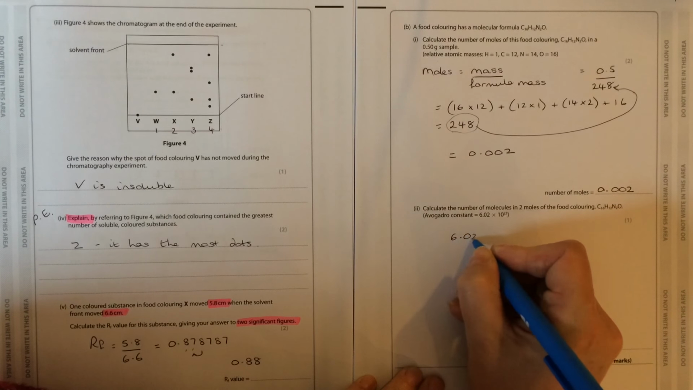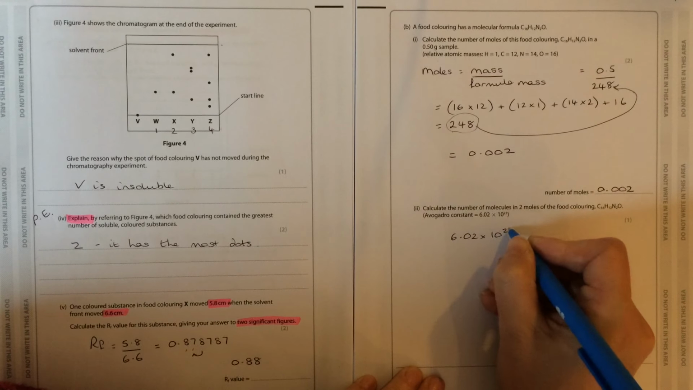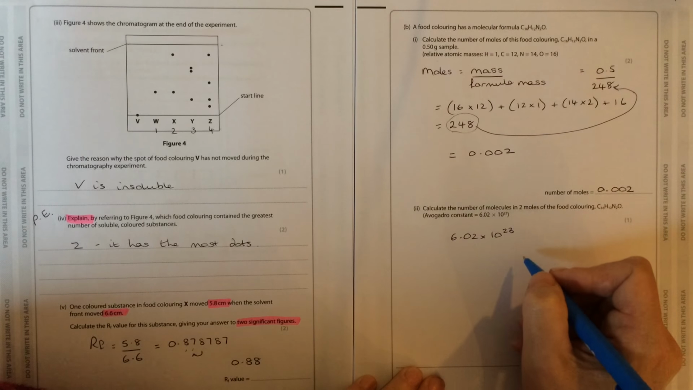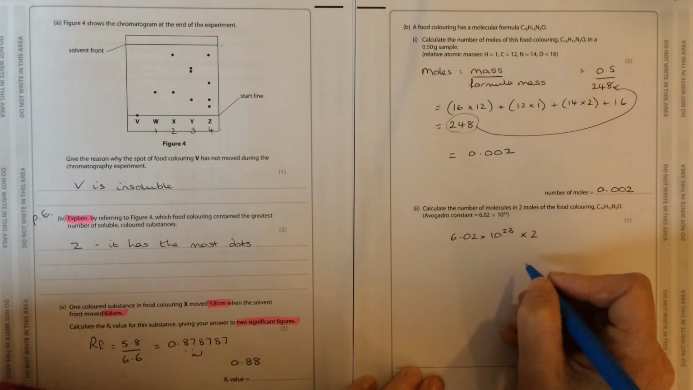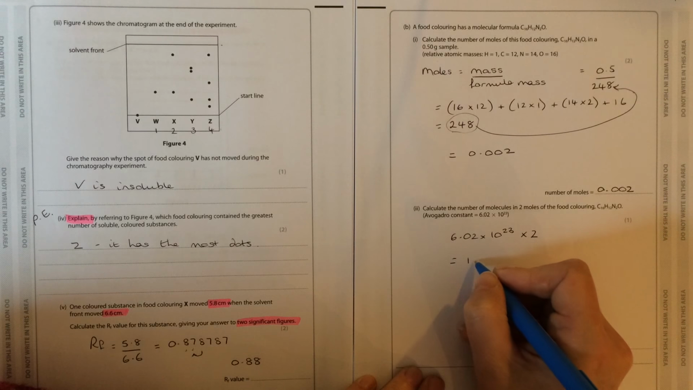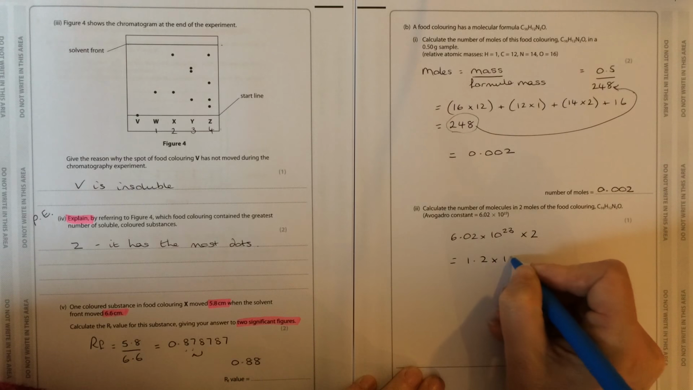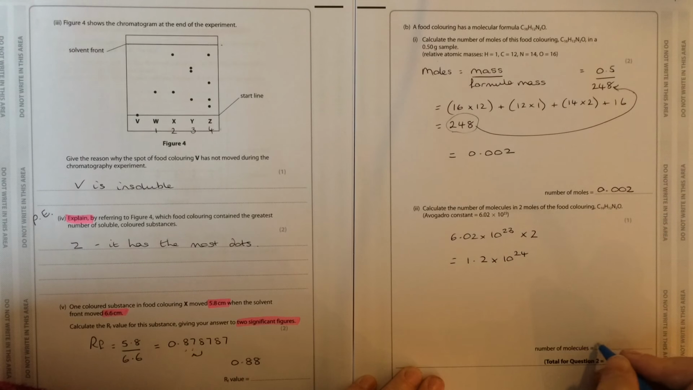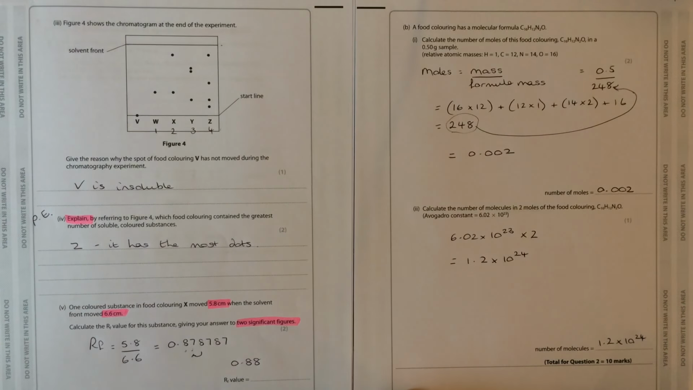So 6.02 times 10 to the 23 is 1 mole, and if I want to have 2 moles, all I have to do is multiply that by 2, and that gives me an answer of 1.2 times 10 to the 24. And again, you can enter that into your calculator.